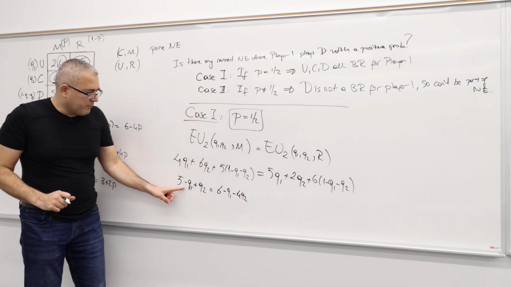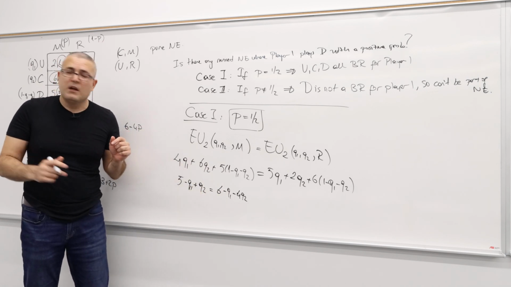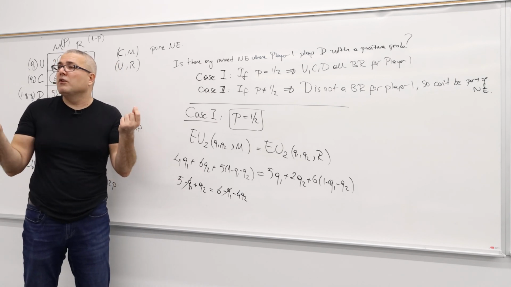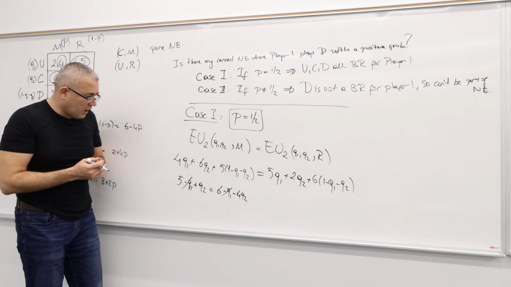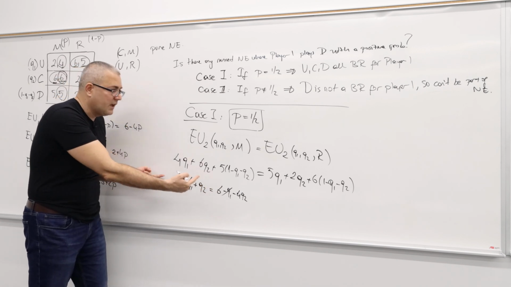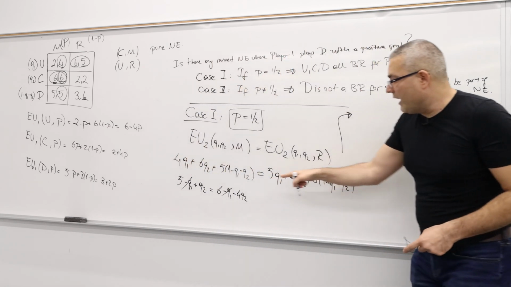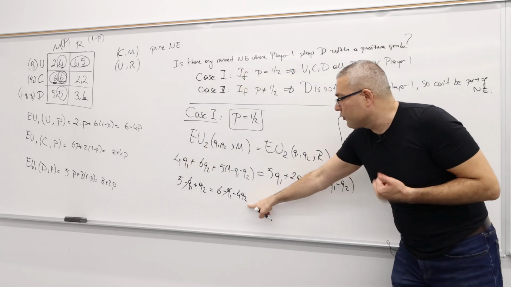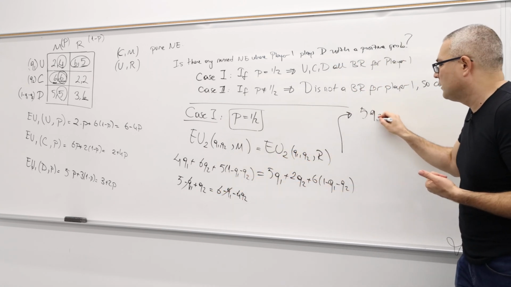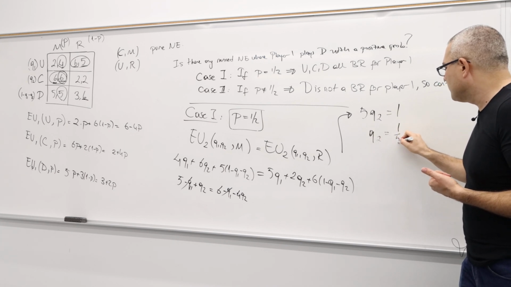Good. Minus Q1 on both sides, so they cancel out, regardless of the value of Q1, right? So what do I have? I have 5 here, 6 here, send 5 to the other side. So what I'm going to get is, let me continue here, I have minus 4Q2, send it to the other side. I'm going to get 5Q2 equals 1, so Q2 must be 1 over 5.